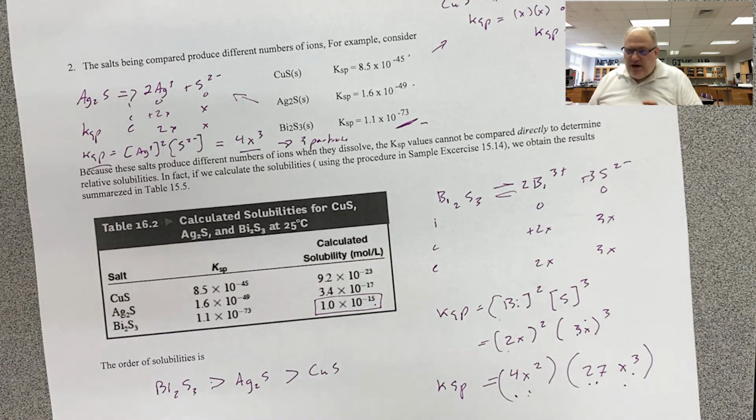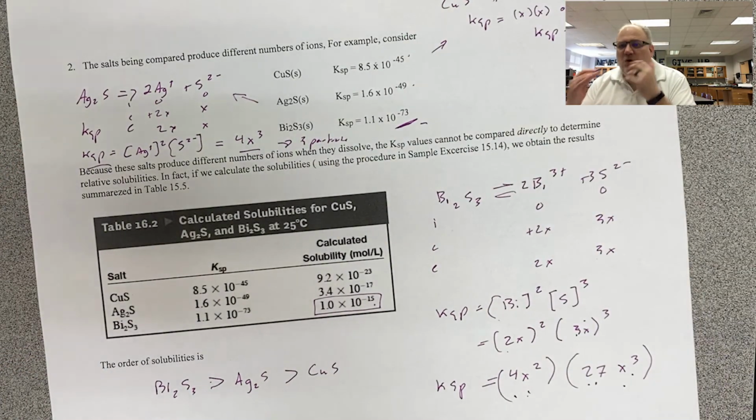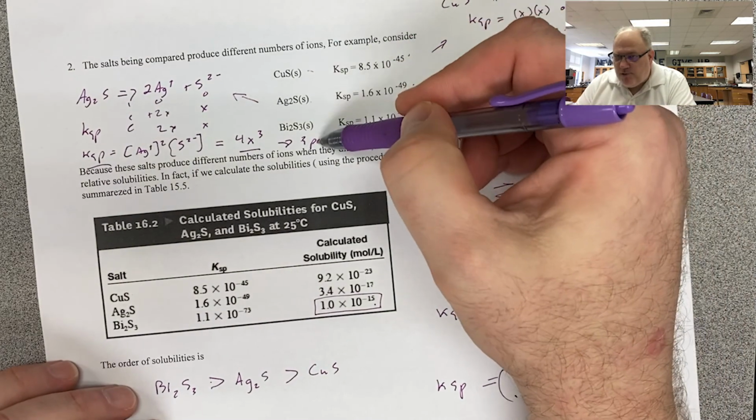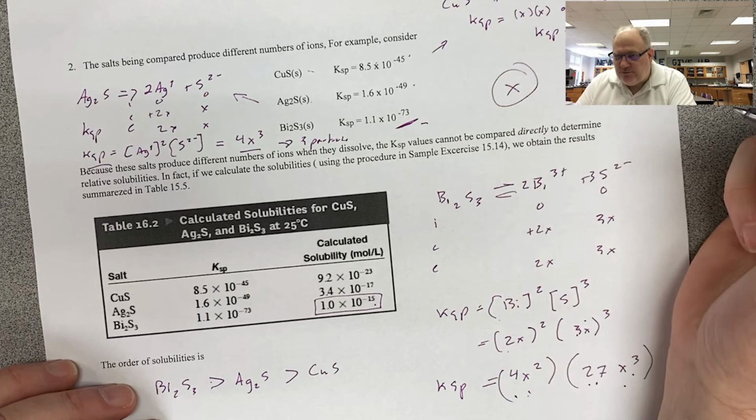So what you need to be careful of is this. You can compare Ksps to determine solubility, but you can only do that if they have the same number of particles. If they don't, you must solve for x, and that will determine your solubility.